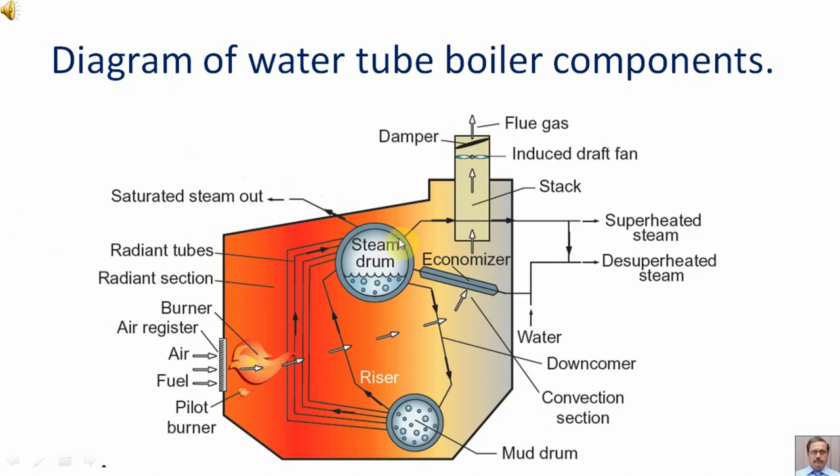The saturated steam in second case is coming out and then it is passing through the superheater, and then we are getting superheated steam. In the third case, superheated steam is being mixed with boiler feed water, and then the output is desuperheated steam.